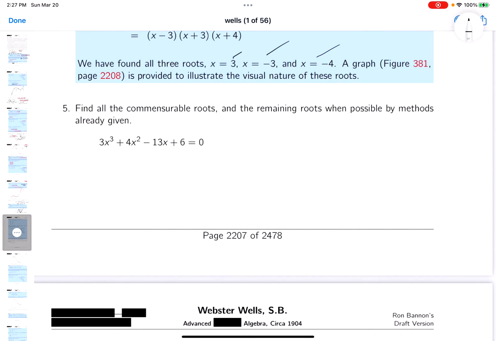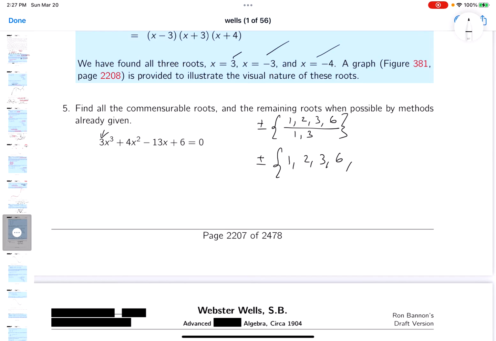Okay, more difficult. I'll tell you the number one reason why: the coefficient on the cubic term is 3. So it's going to be plus or minus the factors of 6, which are 1, 2, 3, 6, divided by, in all the prior problems it was 1, now it's 3. So what do you get? 1 and 3. Plus or minus 1, 2, 3, 6.